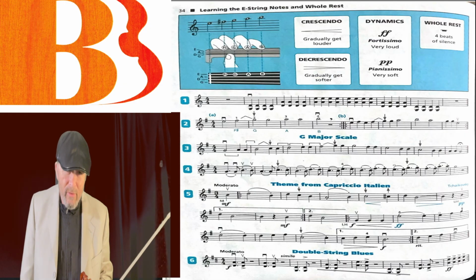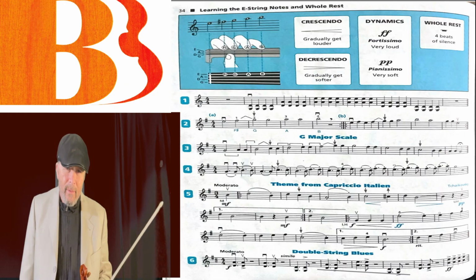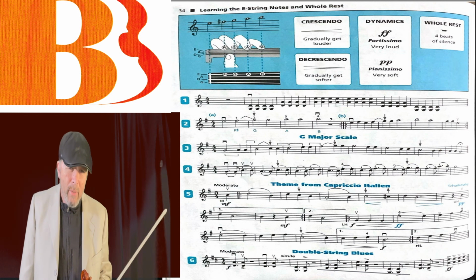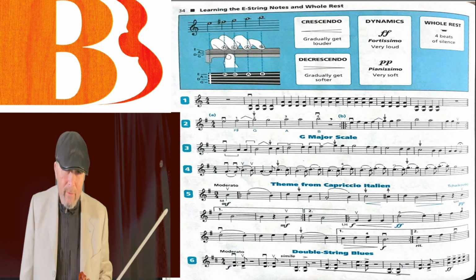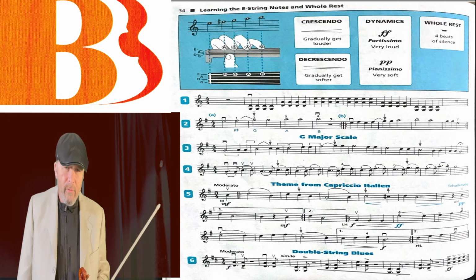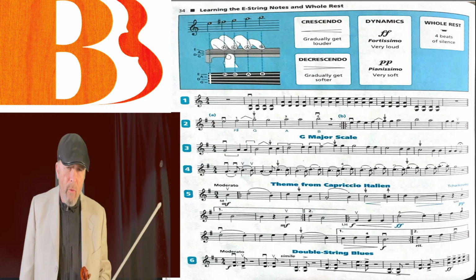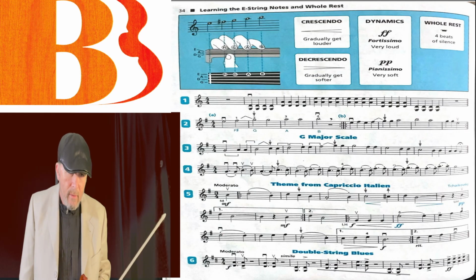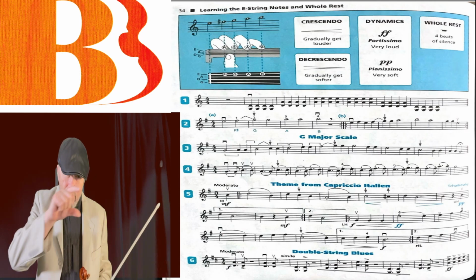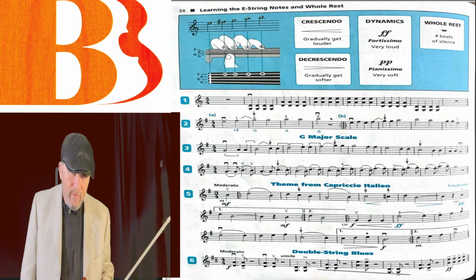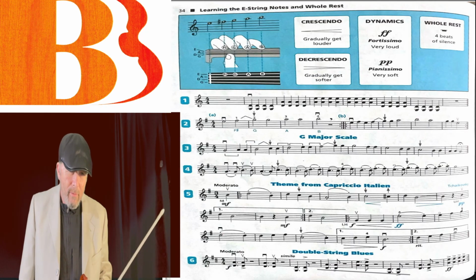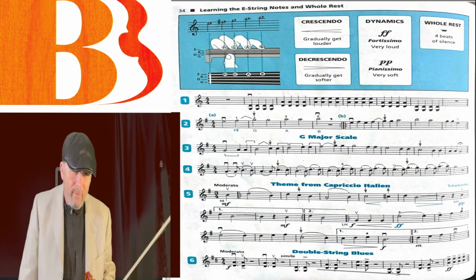FF is fortissimo, very loud. PP is pianissimo, very soft. The whole rest sits under the line and it gets 4 beats of silence. Decrescendo, the line's going this way, closing as you go right, gradually gets softer.